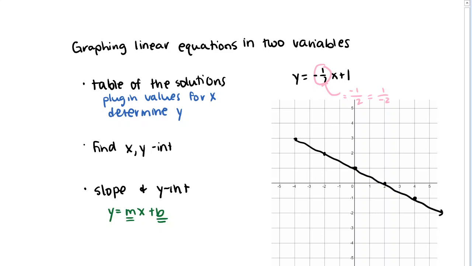But one thing I like to emphasize is that here we see that negative slope, and negative slope tells us that the graph is going down from left to right.